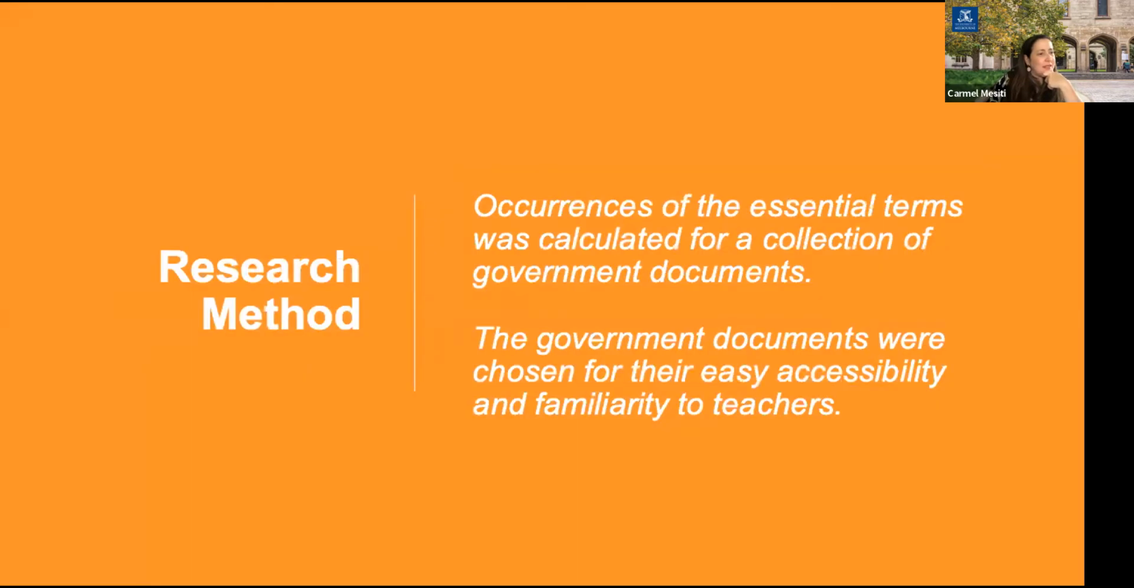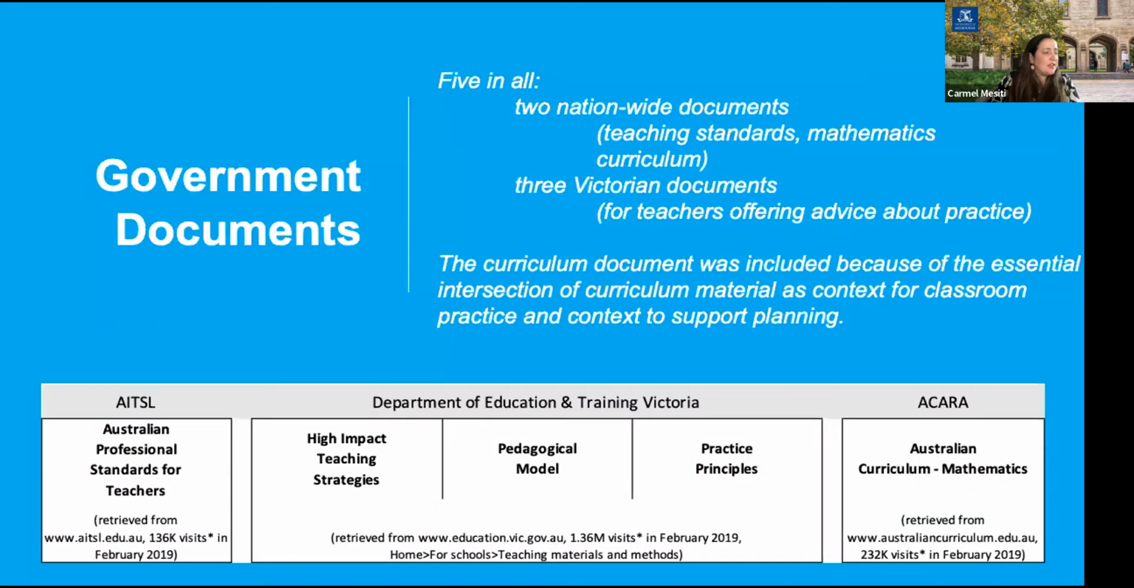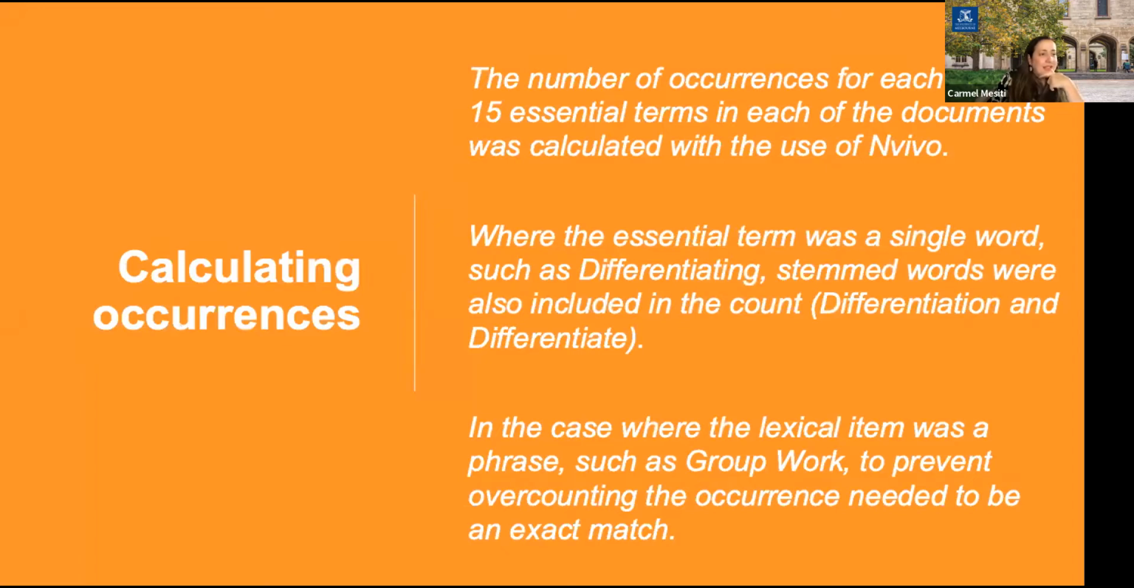So I gathered some documents and looked to see whether these terms occurred in these government documents. The documents that I looked at were the AITSL professional standards for teachers, some documents that the Department of Education and Training put out in Victoria, the HITS document, the pedagogical model and the practice principles, and also the Australian curriculum for mathematics. So I had 5 in all. The curriculum document was included because of the essential intersection, of course, of curriculum as context for classroom practice. So I used NVivo to calculate the occurrences, and of course I also used stemmed words to capture everything there.